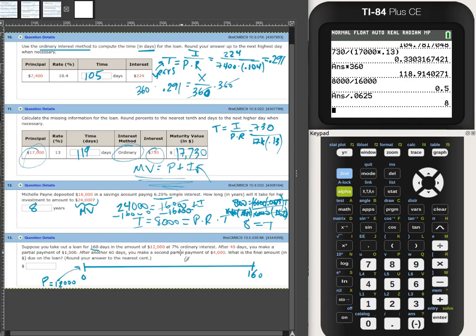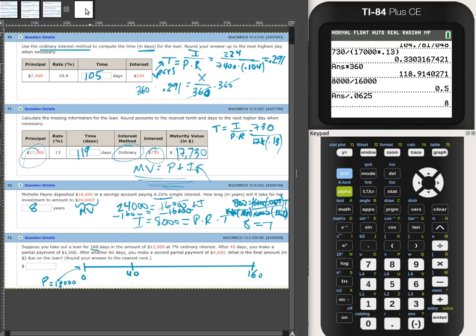It's 7% ordinary interest all the time. The interest during the whole thing is 7%. But this says that after 40 days, so on day 40, you make a partial payment of $1,500. So what I want to do is calculate what is the new principal right now. But in order to do that, we need to find out what is the amount of interest.